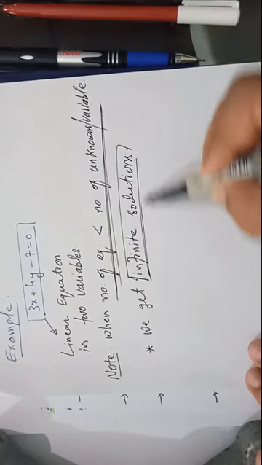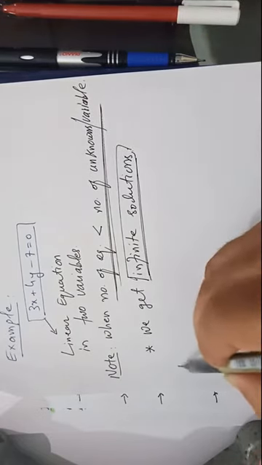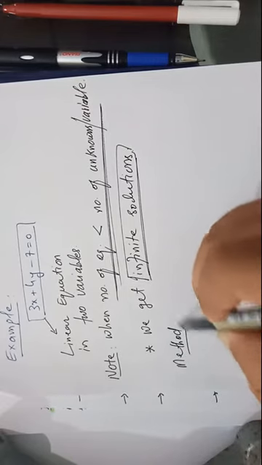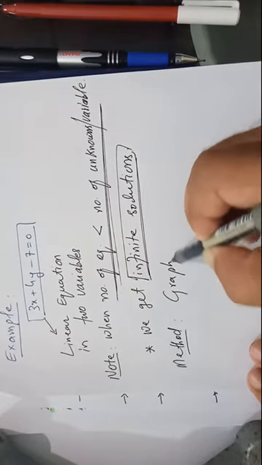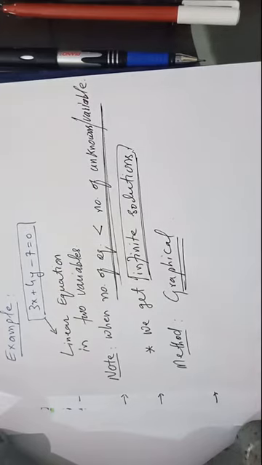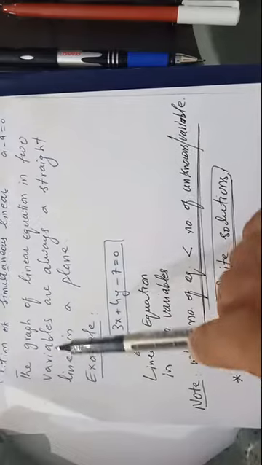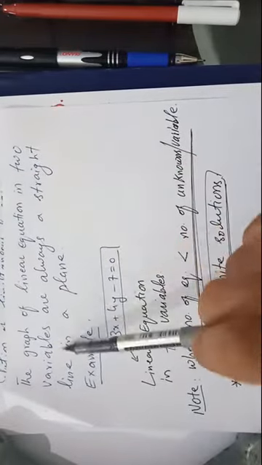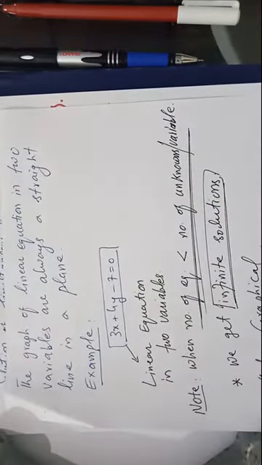So we use a graphical method. We draw the graph of the linear equation in two variables, and all the points which make that line, which make that graph, are actually the solution. We already explained in the beginning that the graph of a linear equation in two variables is always a straight line in a plane.